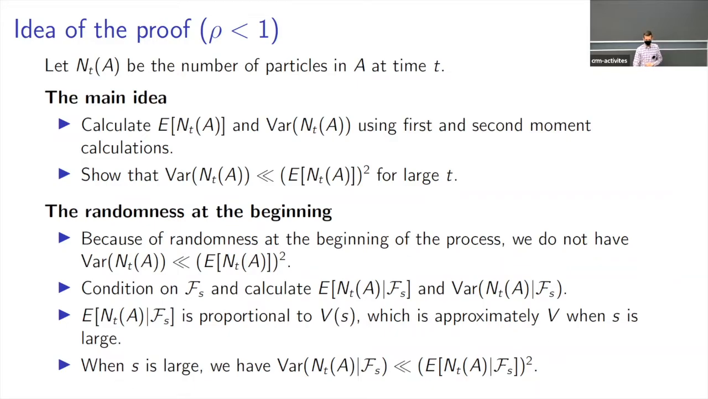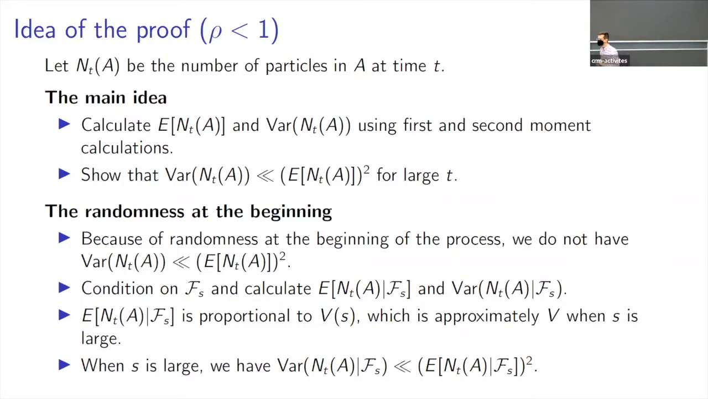Furthermore, if we take s to be large enough, it will be true that the conditional variance of N_t(A) is much smaller than the square of the conditional mean. Basically, once we get past the randomness that occurs at the beginning of the process, we do start to see a law of large numbers type behavior, and the number of particles in the set A will be close to its conditional expectation.